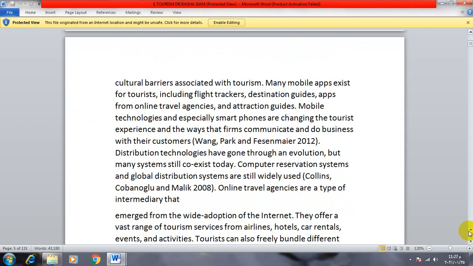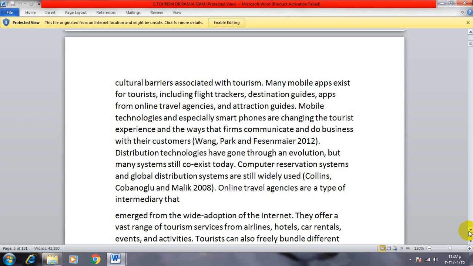Many mobile apps exist for tourists, including flight trackers, destination guides, apps from online travel agencies, and attraction guides. Mobile technology and especially smartphones are changing the tourist experience and the ways that firms communicate and do business with their customers.